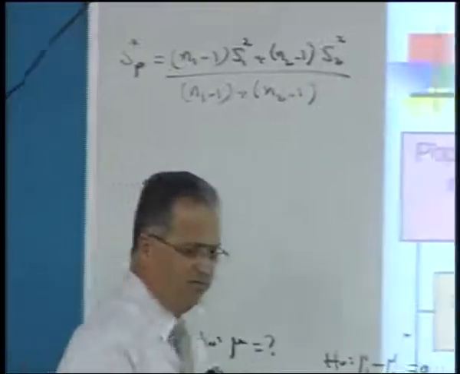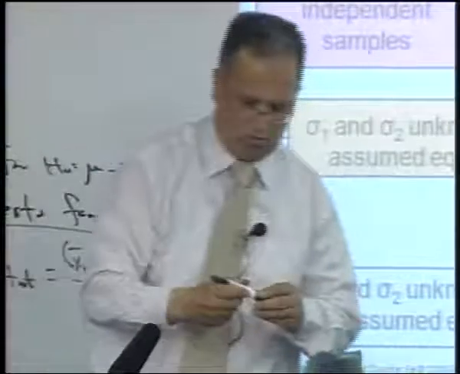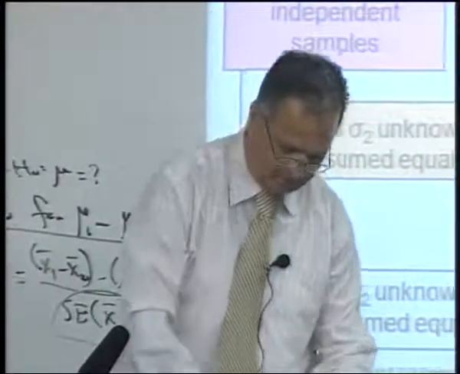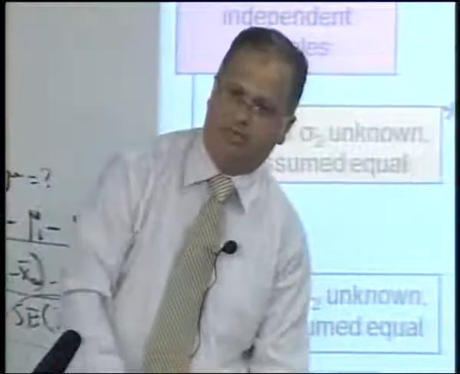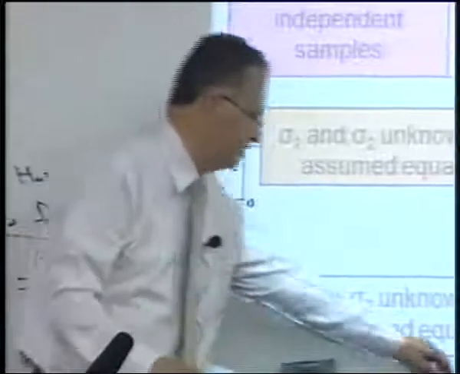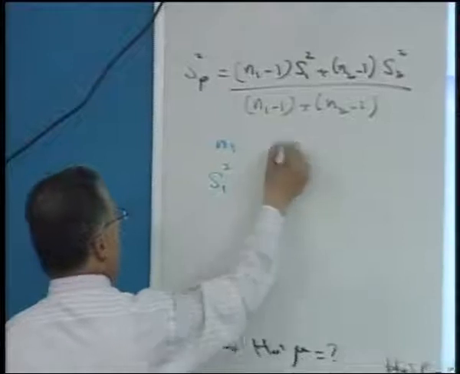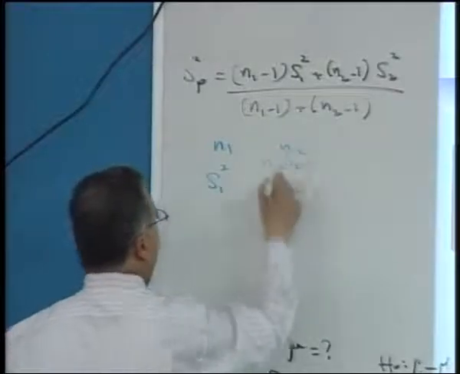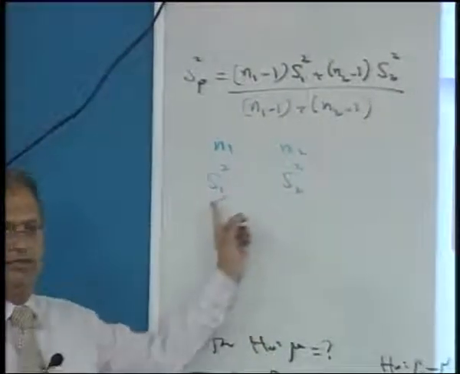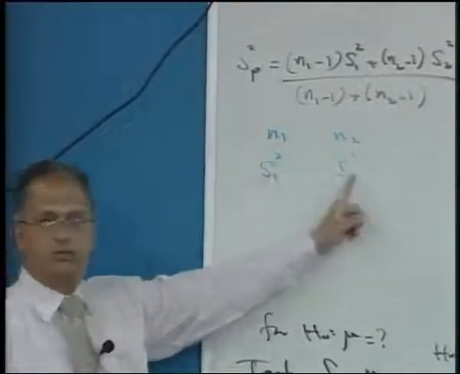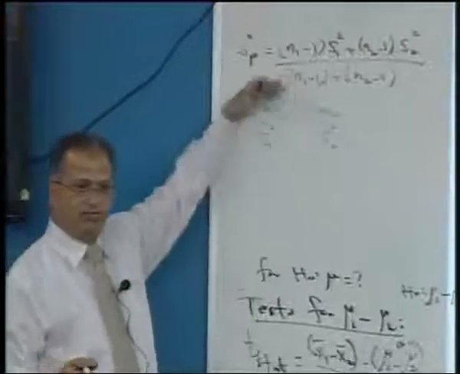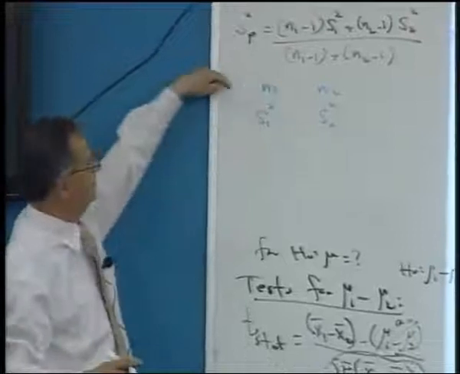Now let's see if this makes sense or not, the pooled variance. As we mentioned, there are two samples. The first one has sample size n1. The other one has sample size n2, with variances s1 squared and s2 squared respectively. So we have two samples with sizes n1 and n2.